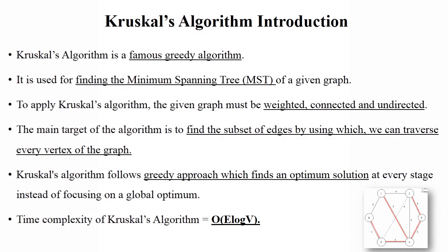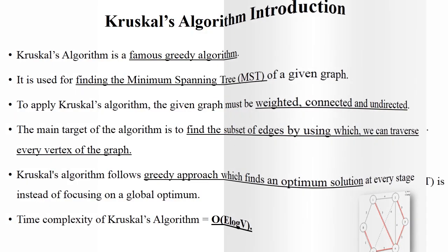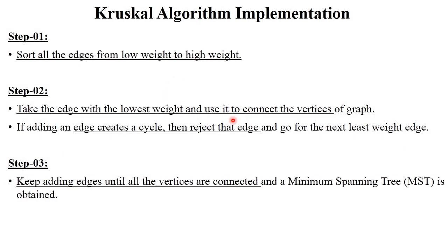Next, Kruskal algorithm. Kruskal algorithm is also a famous greedy algorithm. It also finds a minimum spanning tree of the given graph. The requirements of Kruskal algorithm are the same: a weighted graph, connected graph and undirected graph. The time complexity of Kruskal algorithm is big O E log V. So both Prim's and Kruskal algorithm find the optimum solution and the shortest path between source and destination. Next are the steps of Kruskal algorithm. I will explain these steps through an example.